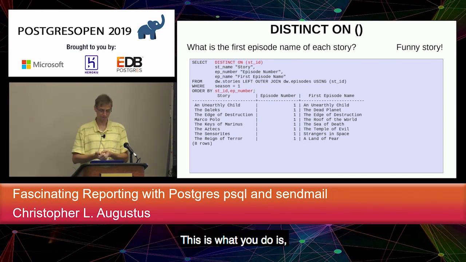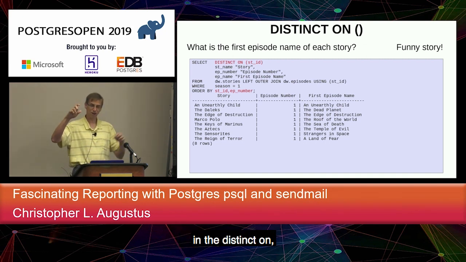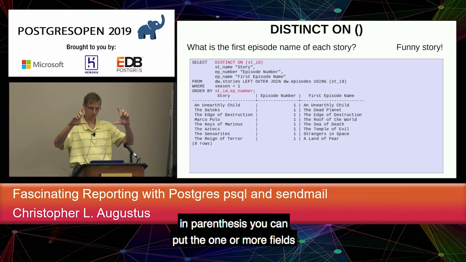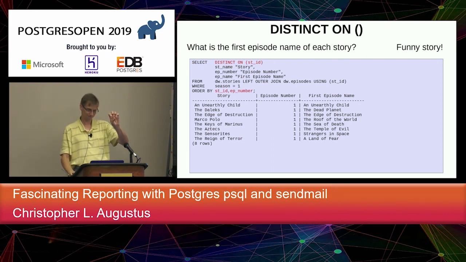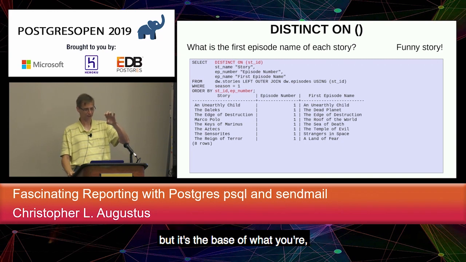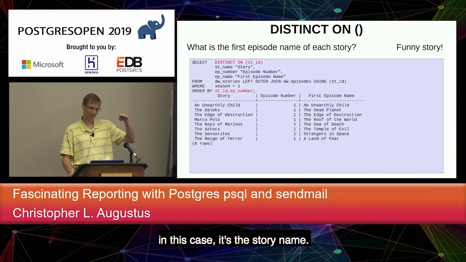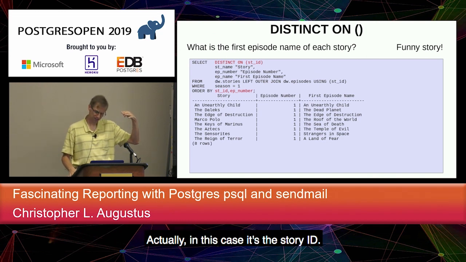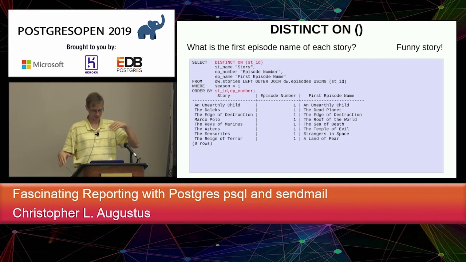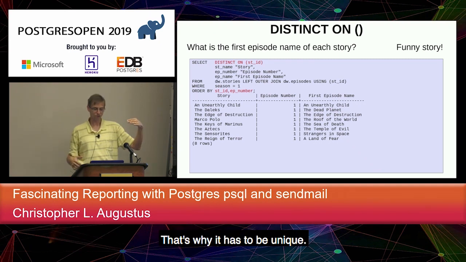What you do is, in the DISTINCT ON, in parentheses, you can put the one or more fields that you want to be the base of what you're doing. In this case, it's the story name. Actually, in this case, it's the story ID. And that's what has to be unique.